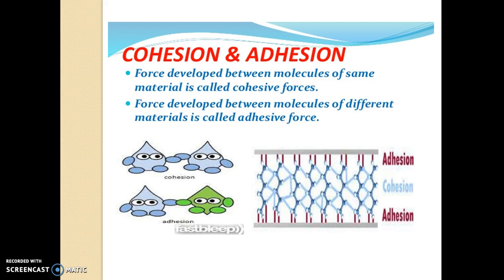There are two properties of the forces. One is called cohesion and the second one is called adhesion. Cohesion is the force developed between molecules of the same material, called the cohesive force. Here you can see that these are molecules of the similar substance, therefore there is a strong force of attraction in this way, and this force of attraction between two same types of molecules is called the cohesive force.